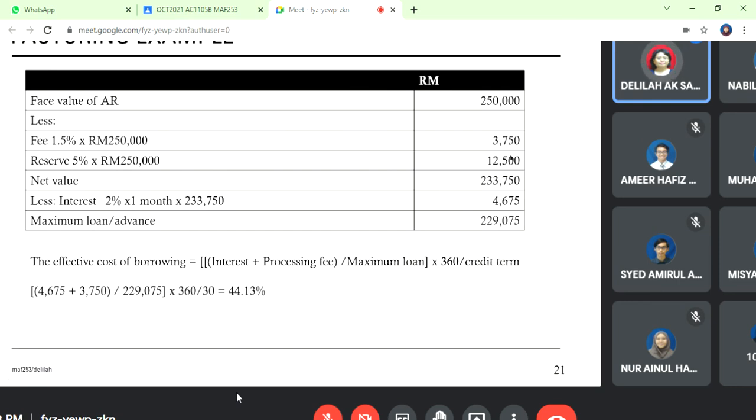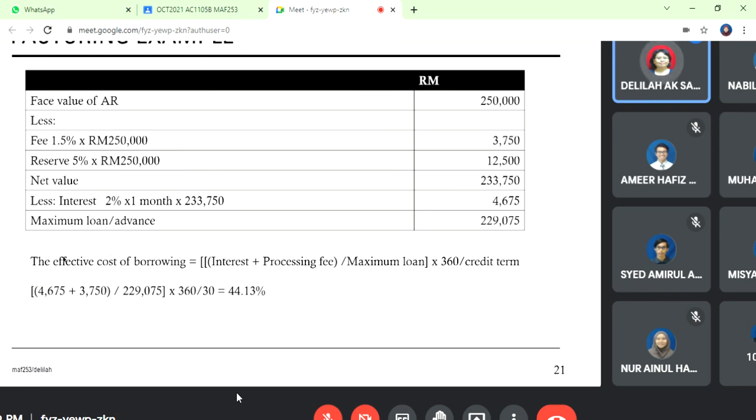Okay, the reserve above, the 5%, is 12,500. When the bank receives the payment from the account receivable, when everything is paid and settled, the bank will return this reserve money. Okay, this is returnable to your company, 12,500.